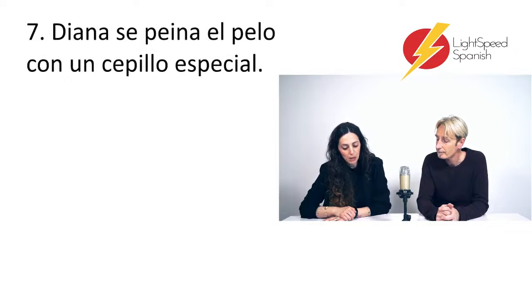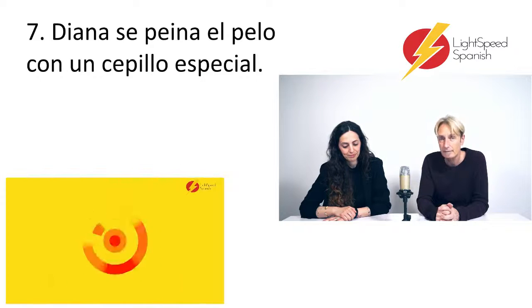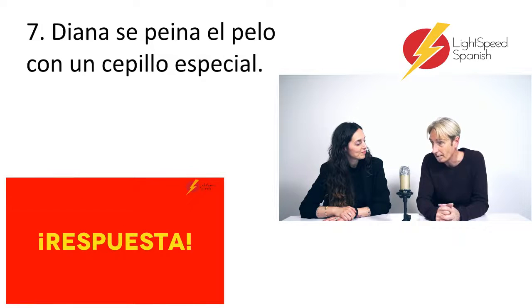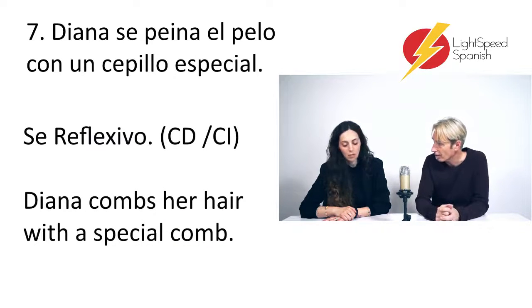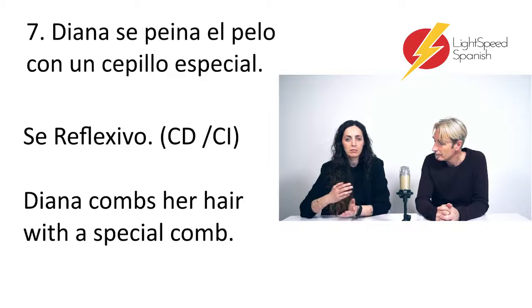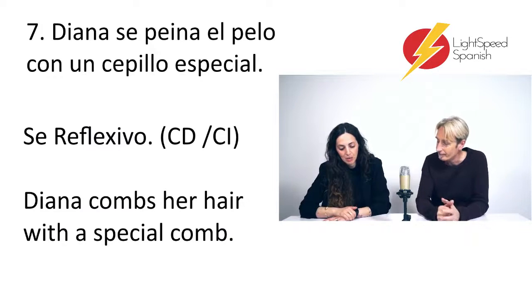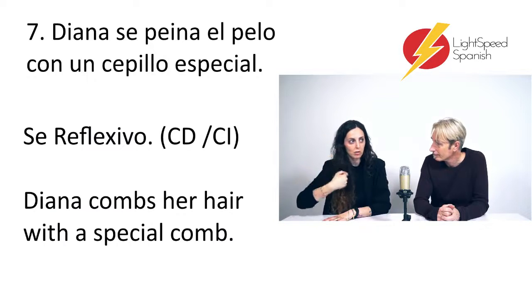Número 7. Diana se peina el pelo con un cepillo especial. Okay, so this one for me is peinarse. It's reflexive. Muy bien. It does it to itself. So in this case, again, you can have the direct, indirect object. Se peina el pelo. Reflexive, when you do something to yourself, even if it's your hair.